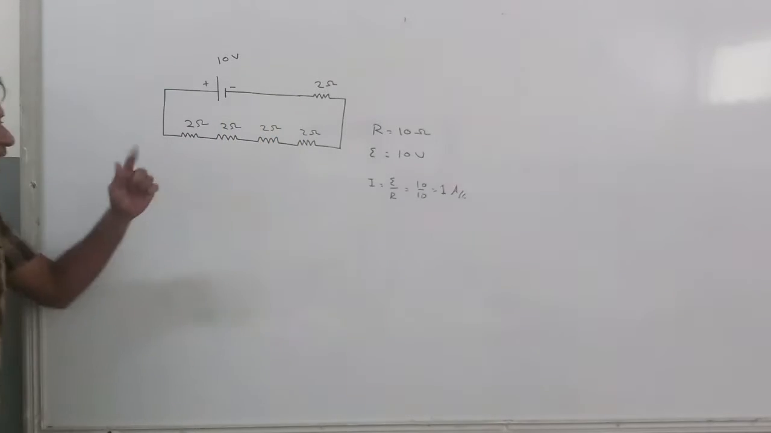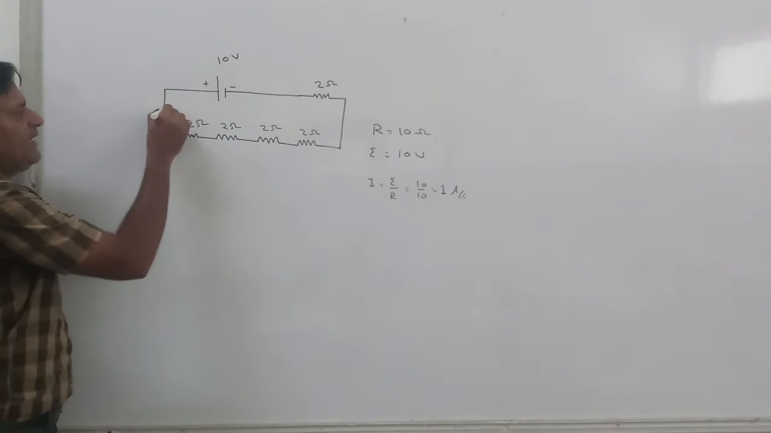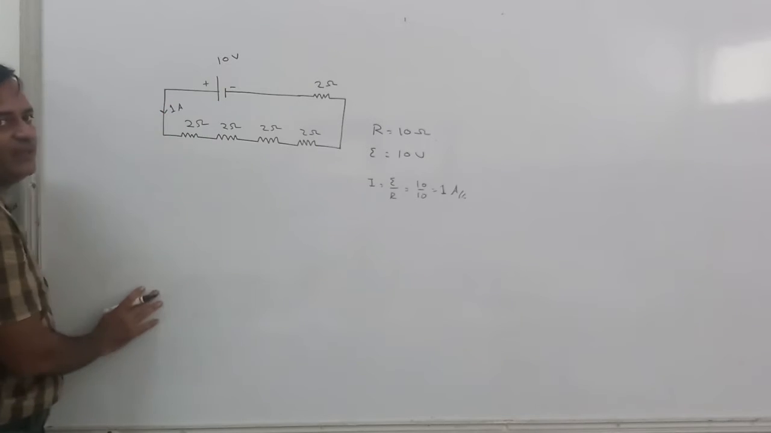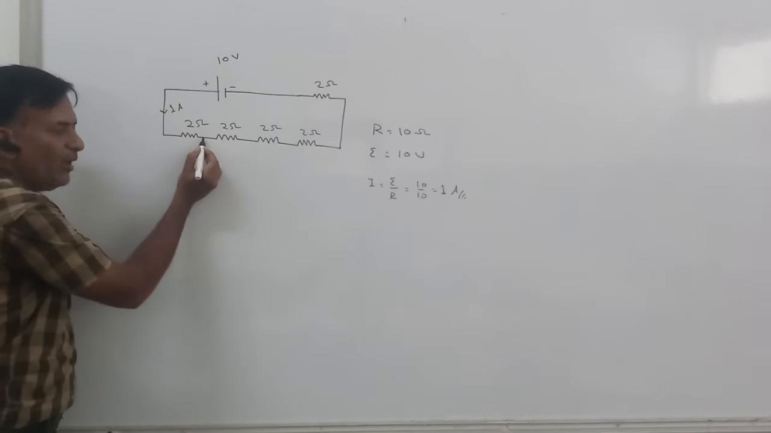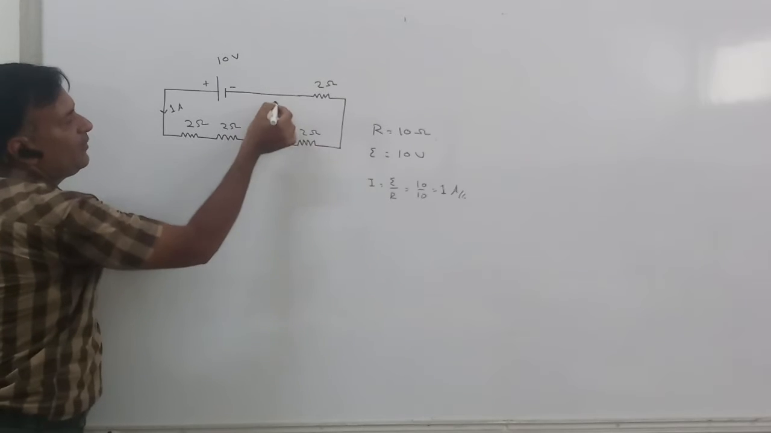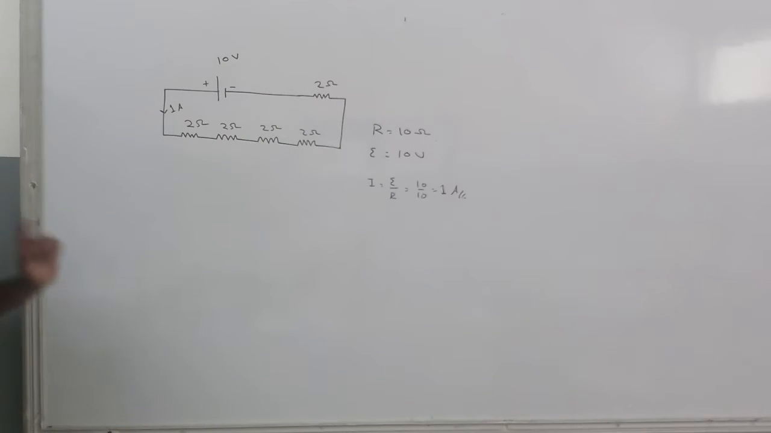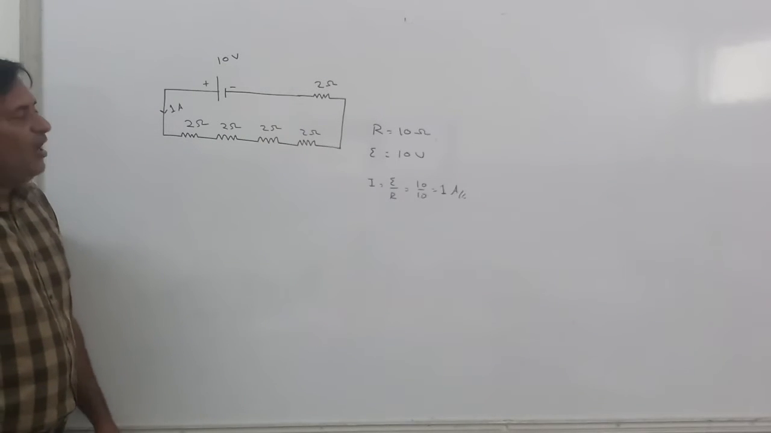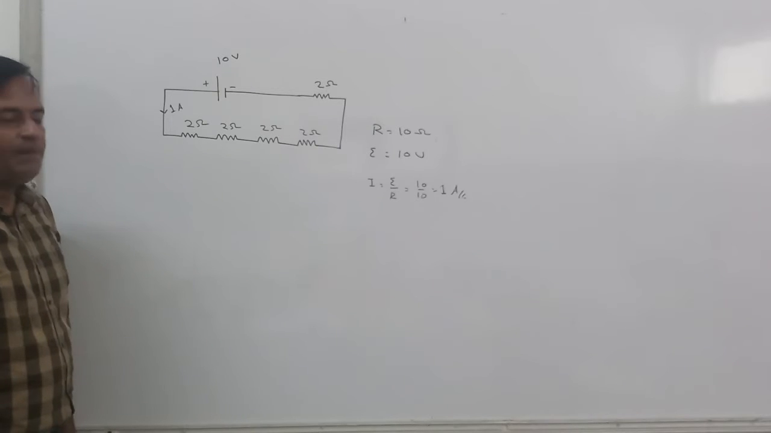Now, what current flows in the circuit? It is 1 ampere. What is current through this? 1 ampere, 1 ampere, and so on. Now, what is the use of this circuit?